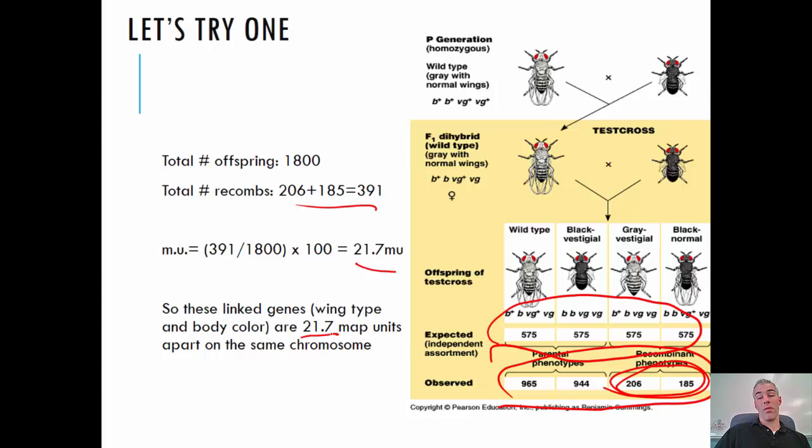If we increase the number of recombinants that exist, you'd have more map units, and they'd be further apart. If we decrease the number of recombinants, they'd be closer together and less likely to switch and segregate during the crossing over process of meiosis during prophase 1.